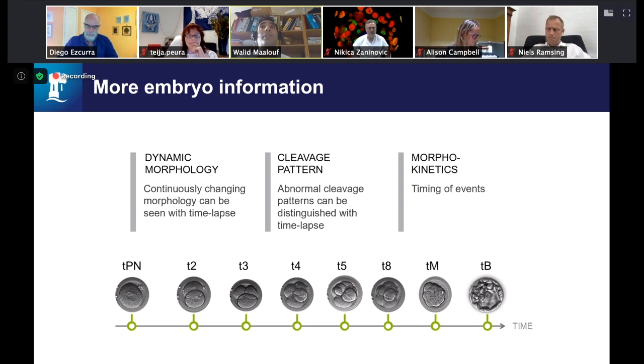You have cleavage patterns, so you can observe abnormal patterns such as asymmetry, direct cleavage or reverse cleavage, and other events. And more importantly, morphokinetics, which is highly associated with time-lapse systems, in terms of the timing of developmental events and the timing of those morphology events, and the relationship between those specific events.